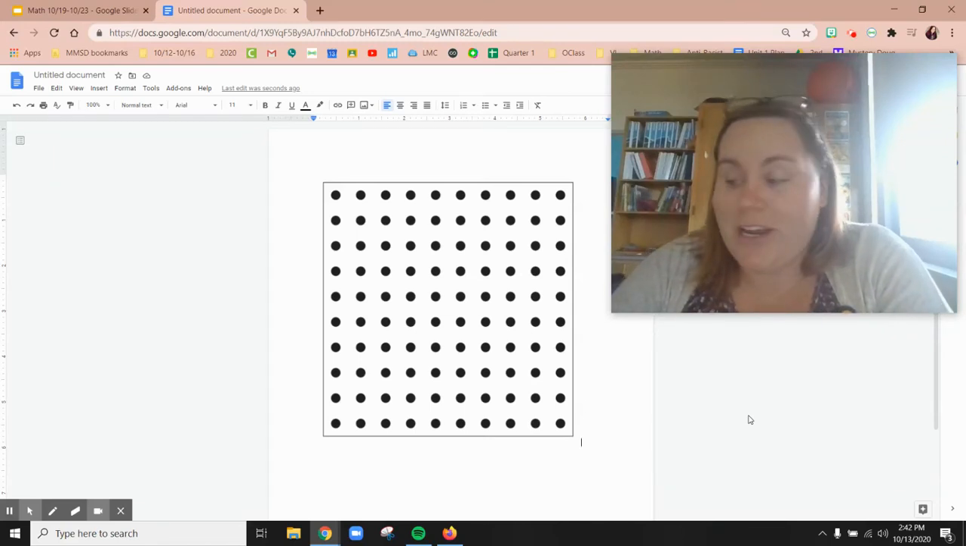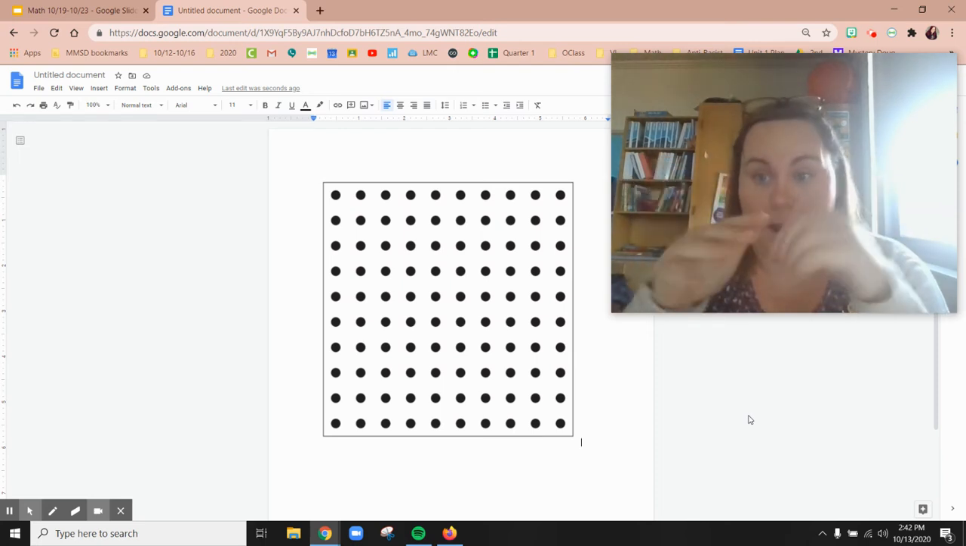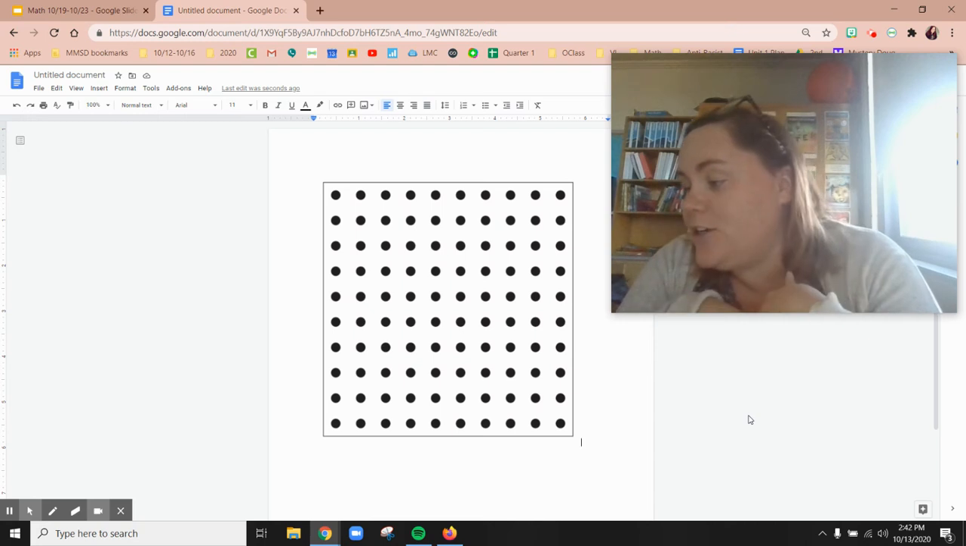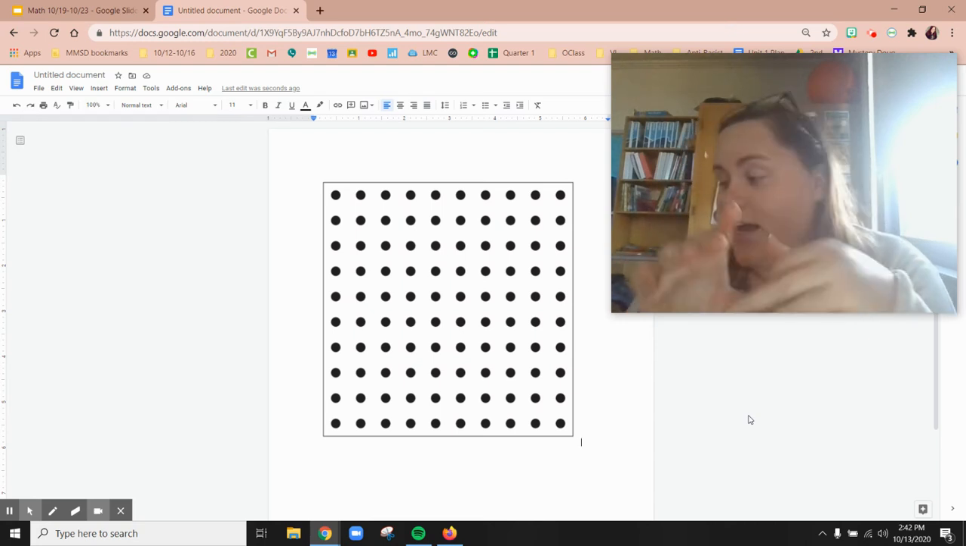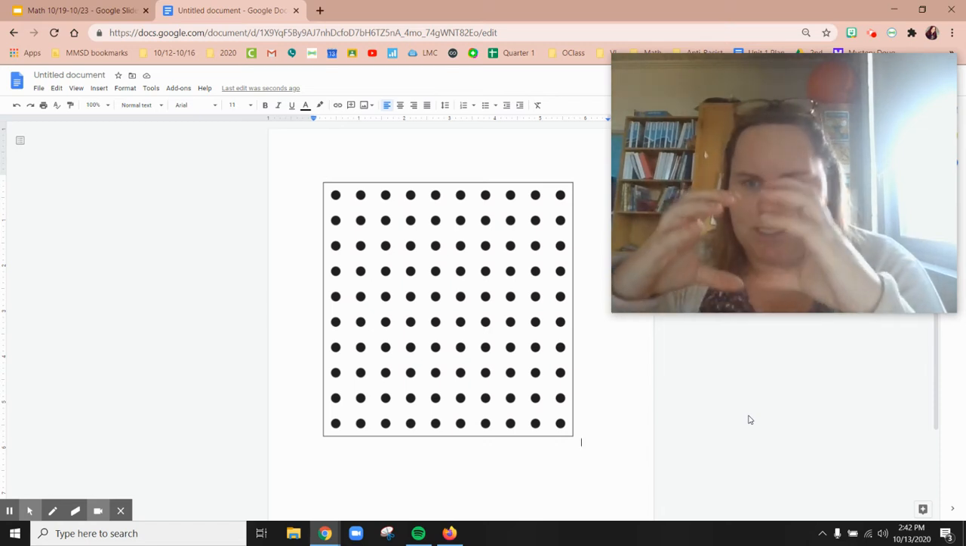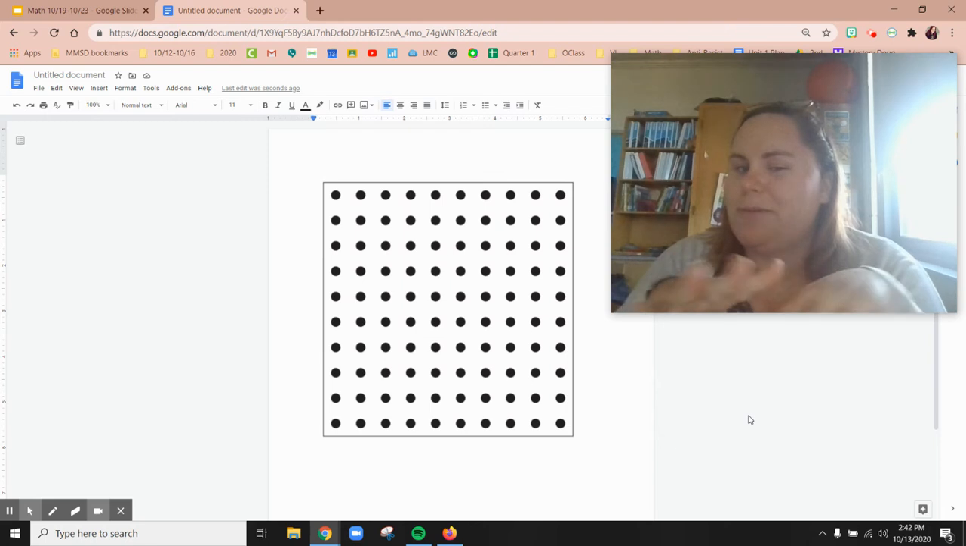Hey everybody, so we are also going to use a new model to help us read, write, and understand large numbers. That's something we've been working on. We've used Unifix cubes, we've used beans and cups and bowls, and we've also used base 10 pieces, which is like that hundreds block too. So this is something that we're going to start using today, looking at this picture.